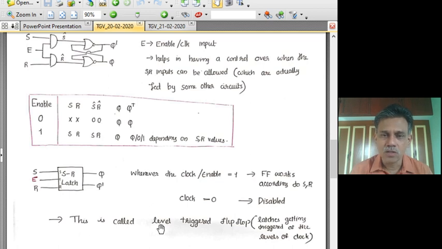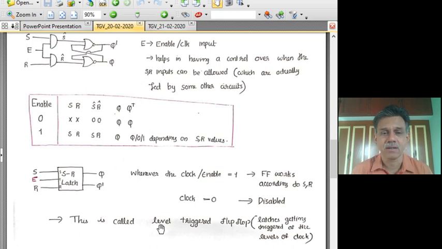Later we will have what is called an edge triggered flip-flop, where it is not the level of the clock signal which makes the flip-flop change states, but a transition in the clock which makes the device change state. Those will be called edge triggered flip-flops. So at this stage we have to clarify the distinction between a latch and a flip-flop.